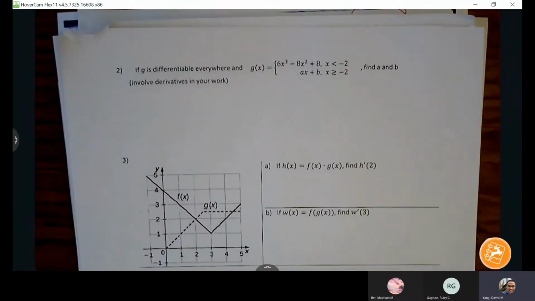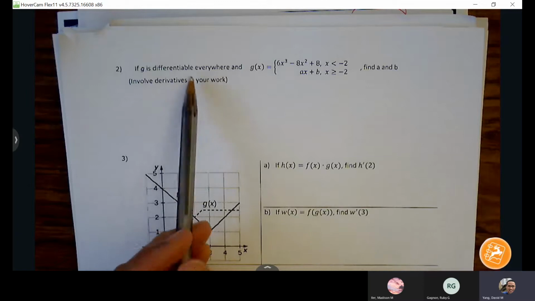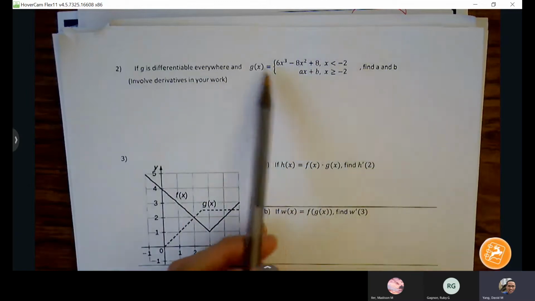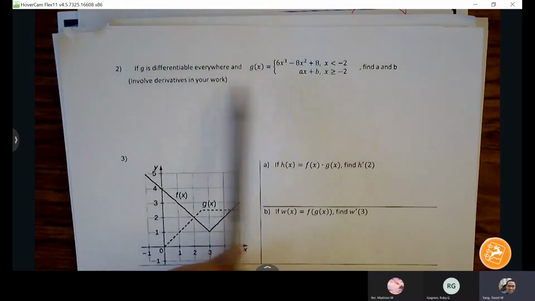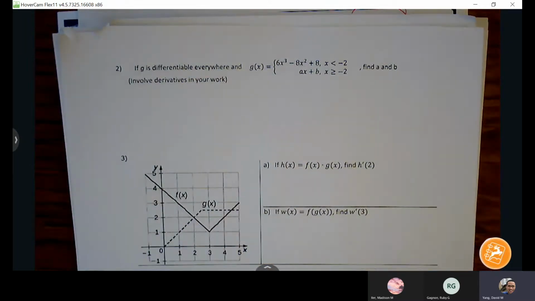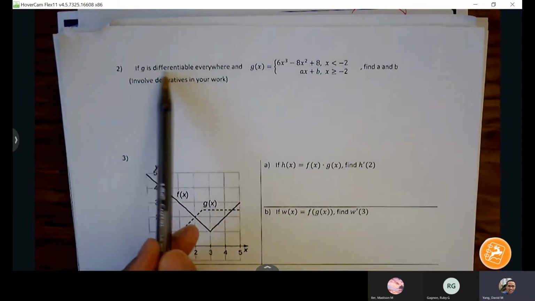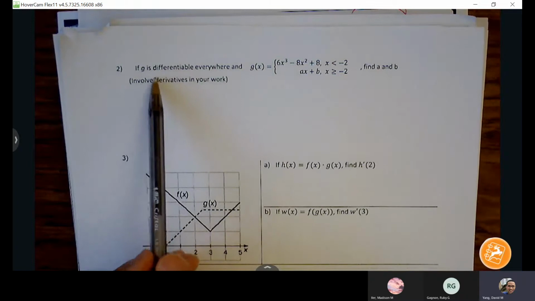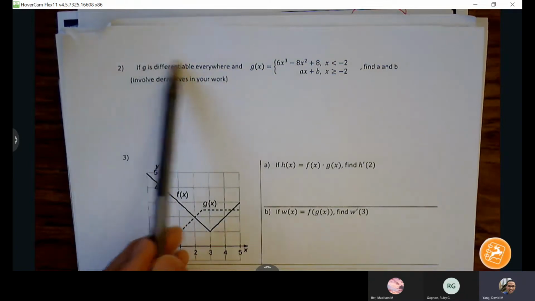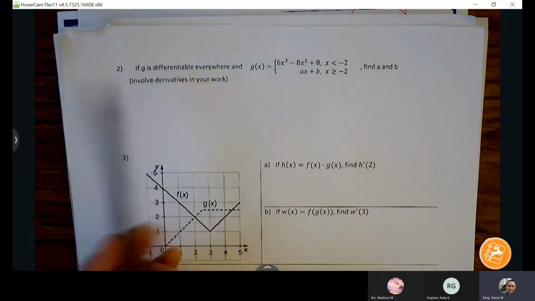Next page. If g is differentiable everywhere, find a and b. So we talked about this yesterday, right? We talked about how it says differentiable, but really there's 2 things going on here. It's continuous and differentiable. We don't have to use the word continuous to assume it, because if it's differentiable, if it's a smooth curve, then it has to be continuous.